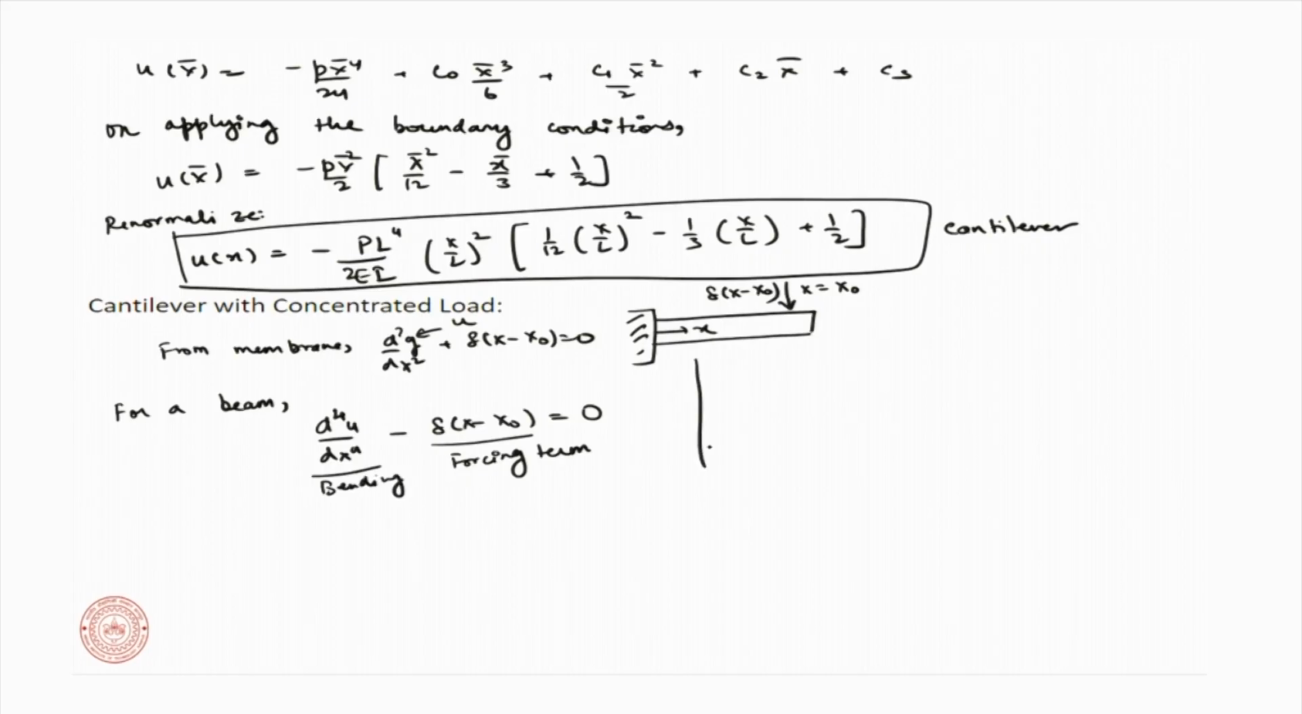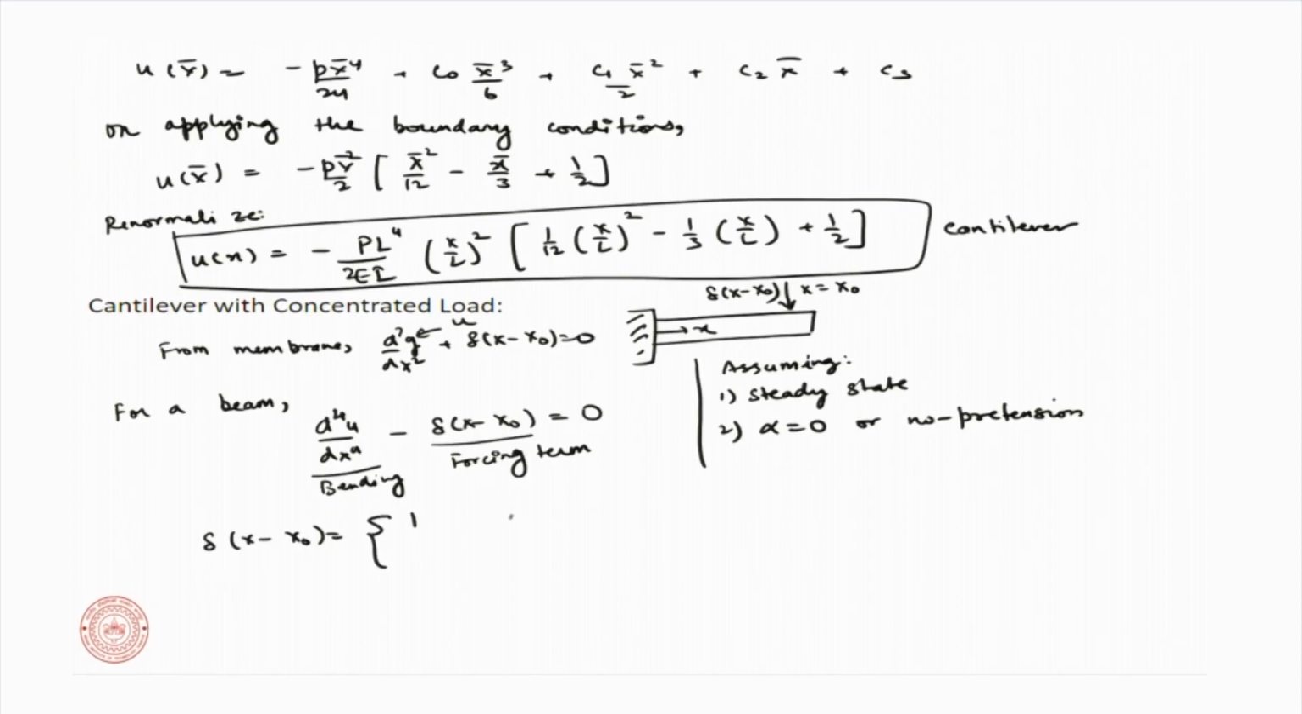We are again assuming one, that it is steady state, and 2, that alpha equals 0, or no pretension. So, there is no pretension in the beam. With that, now let us try to solve this. Again, delta has the property that delta of x minus x 0 is equal to 1 when x is equal to x 0 and 0 for x not equal to x 0. Okay. Let us try to solve this with our boundary conditions.